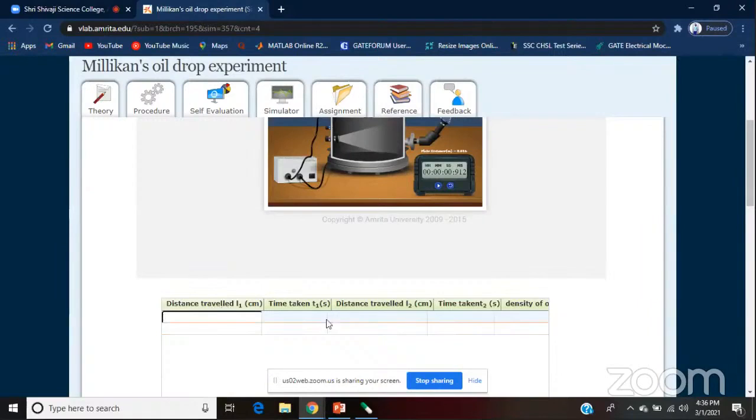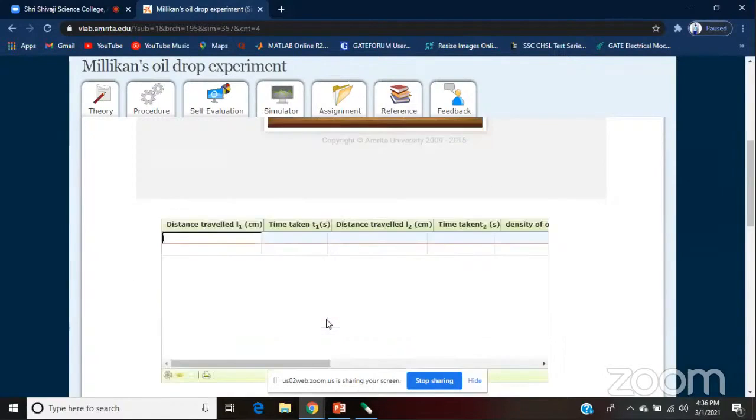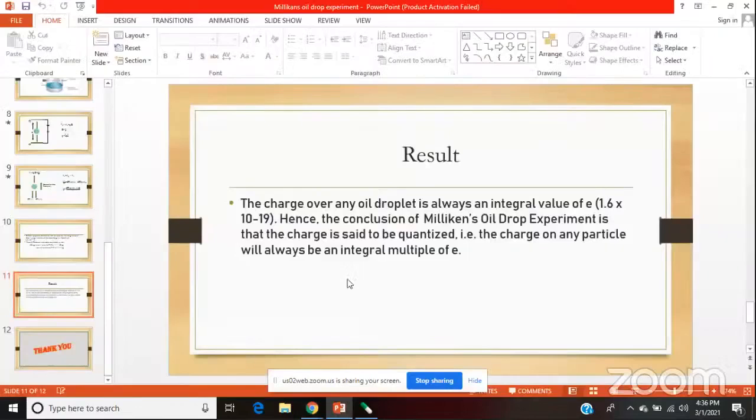repeating this experiment, we find the charge on the oil drop, which is found to be an integral multiple of e, that is 1.6 into 10 raised to power minus 19 coulomb.